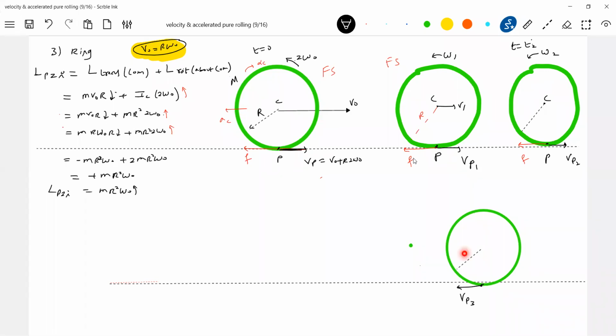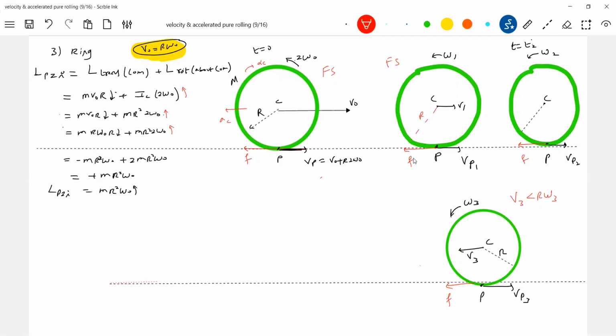Velocity of Vp3, I'll write it. This will be V3. And how will the friction act? Friction will act in this direction. Vp3. So here look at this velocity of point P like this. So still what will happen? You can ask a question like, sir, why are you showing Vp3 still backward only? Because V3 is there now. Still V3 will be less than omega 3.